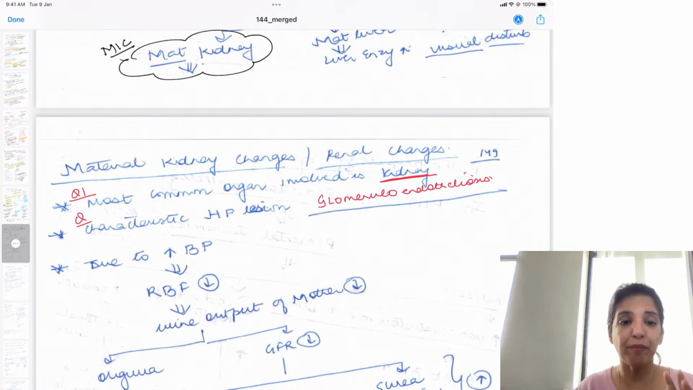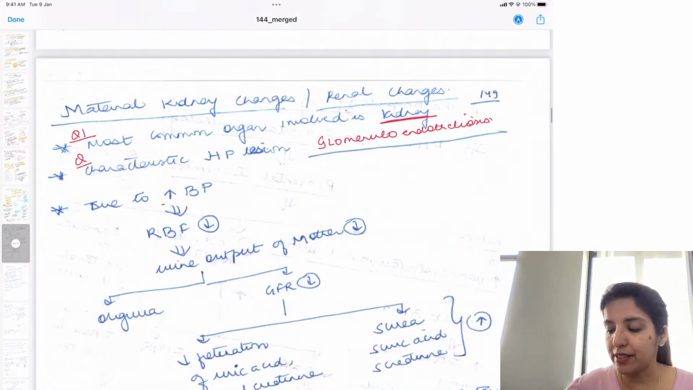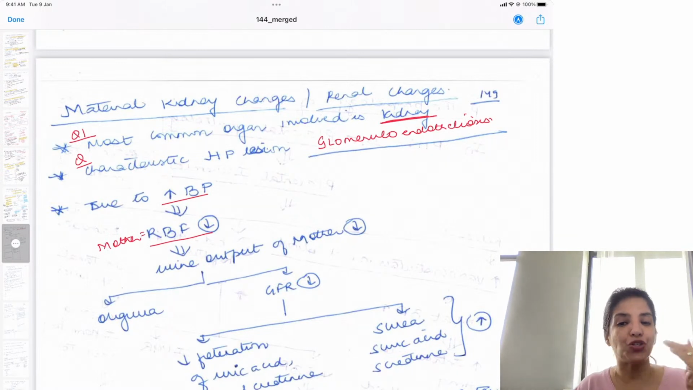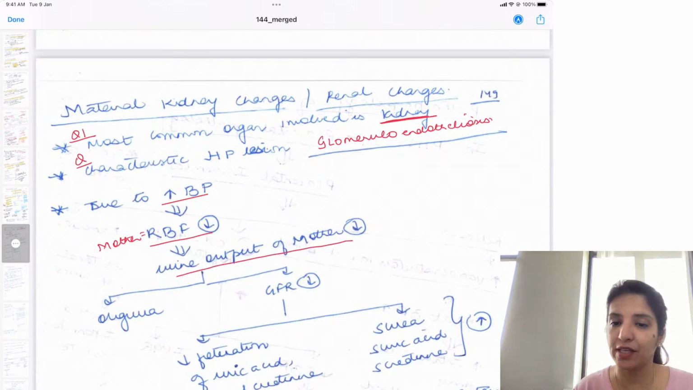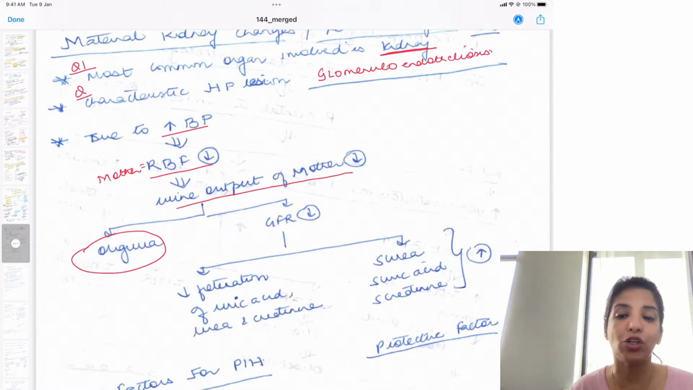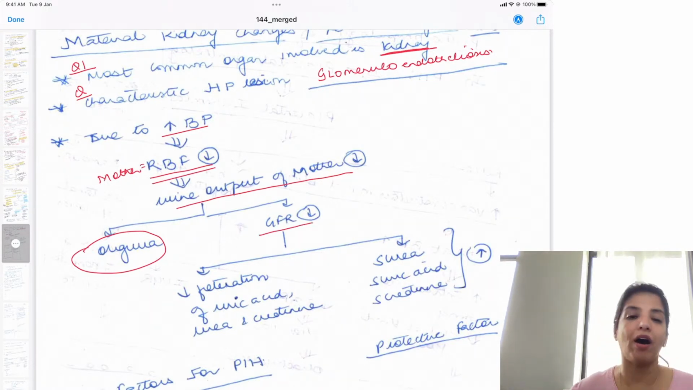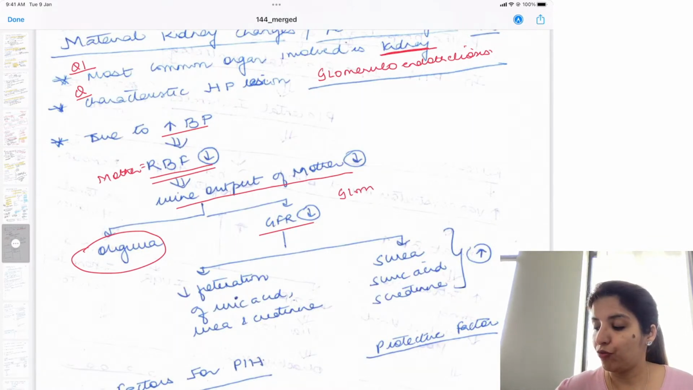Glomeruloendotheliosis. Number 3. Due to increase in BP in the mother, the renal blood flow is going to decrease, right? And if mother's renal blood flow is decreasing, that means urine output is decreasing. In other words, in mother also you are going to get oliguria, right? Not only this, when renal blood flow decreases, GFR decreases. What is GFR? Glomerular filtration rate.